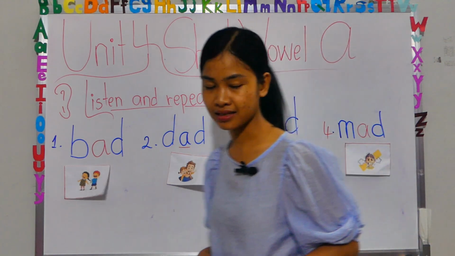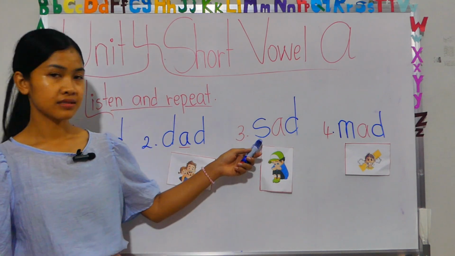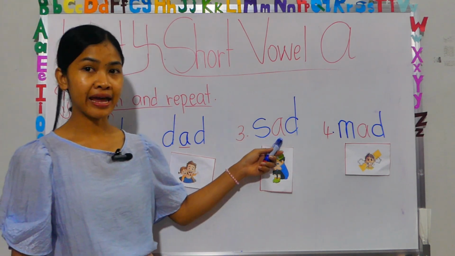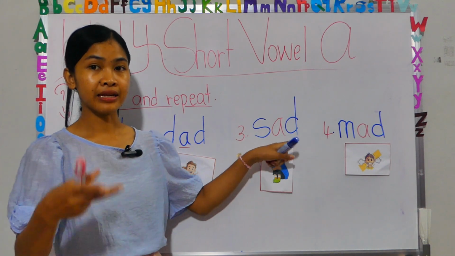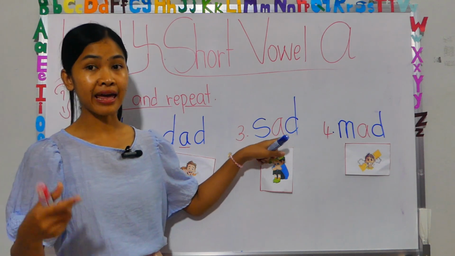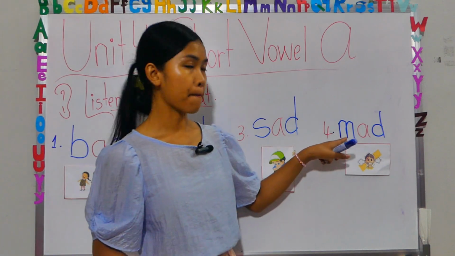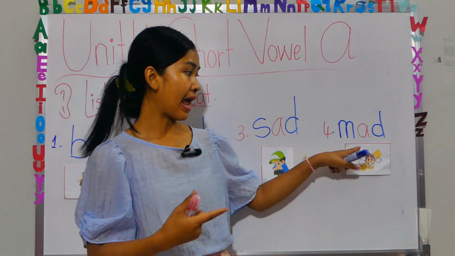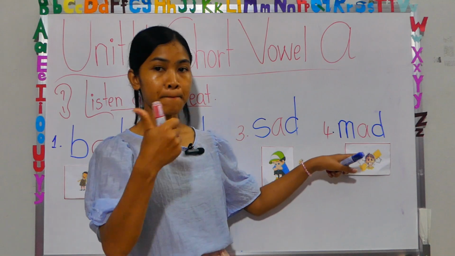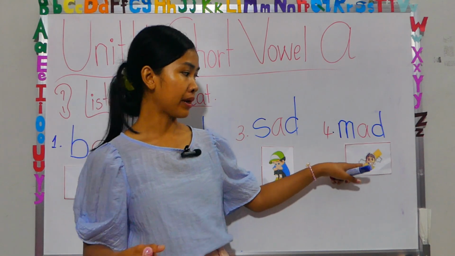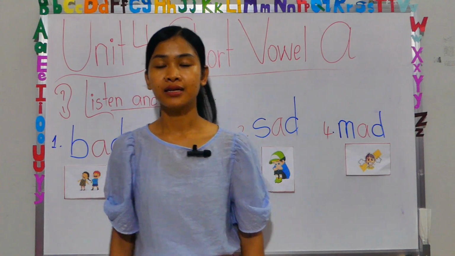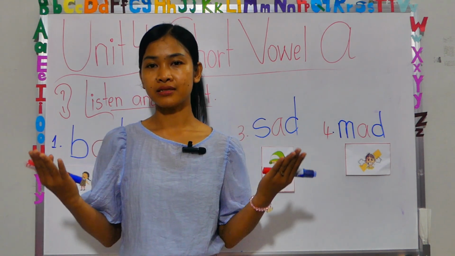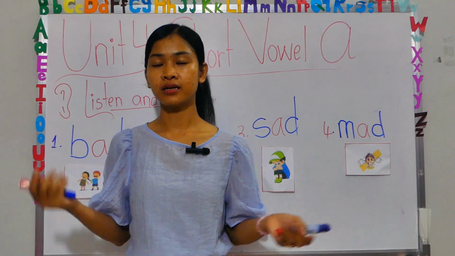Excellent. Number 3. Sad. Sad. Very good. Mad. Mad. Very good. So this is the end of this lesson, Unit 4.